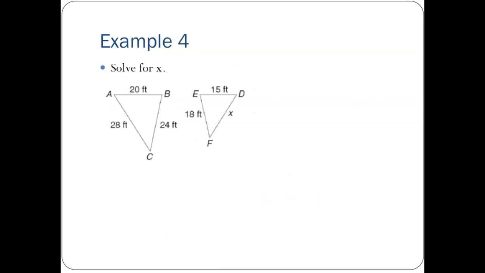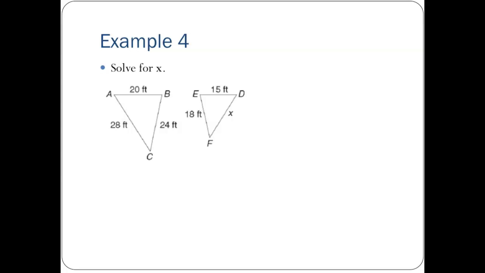All right, let's look at the next one. Solve for x. We have two triangles ABC and DEF. Now, if you're unsure about which sides correspond to which, we are given 20 and 15. We're also given 28 and 18, and 24 and x. Now, it kind of looks like maybe one of the triangles has been mirror imaged.